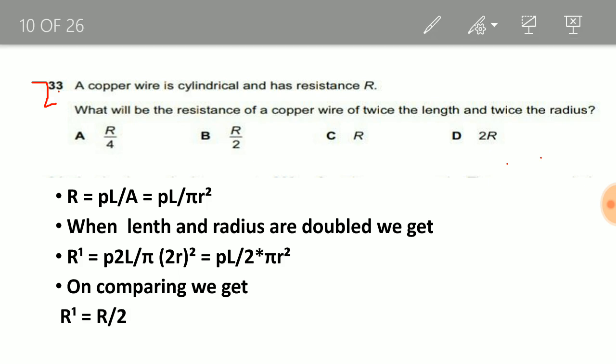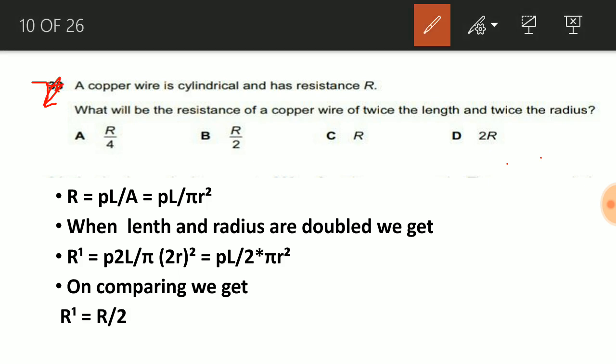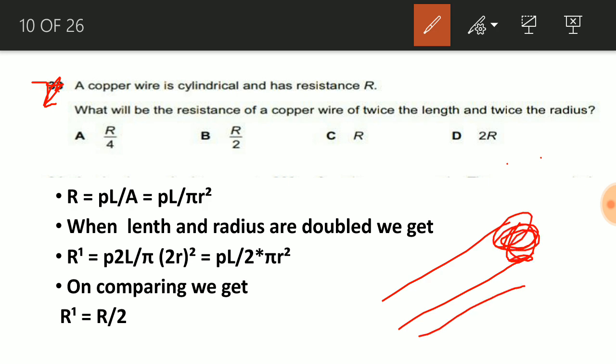Now let us see this question. A copper wire is cylindrical and has radius r. What will be the resistance of the copper wire of twice the length and twice the diameter? If this is a copper wire, then the length of the wire is this and the cross section area is this, which is pi r square or pi d square by 4.